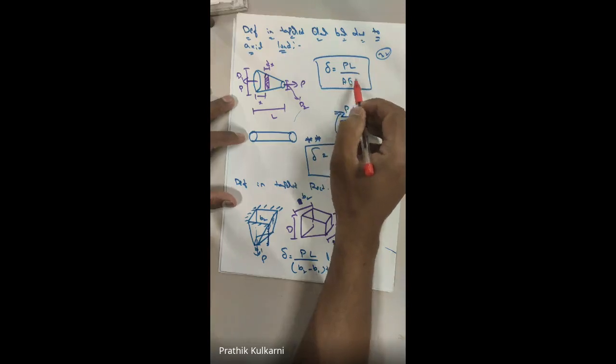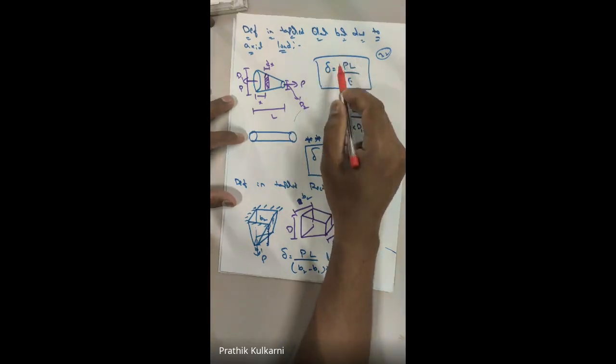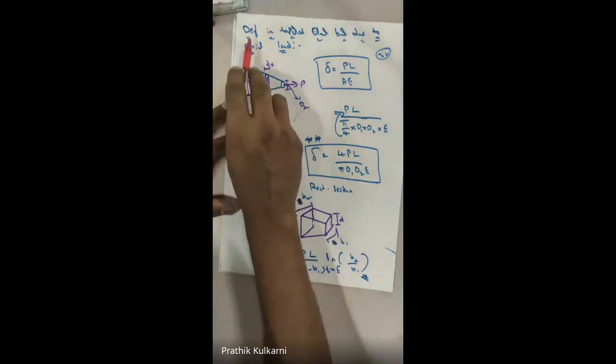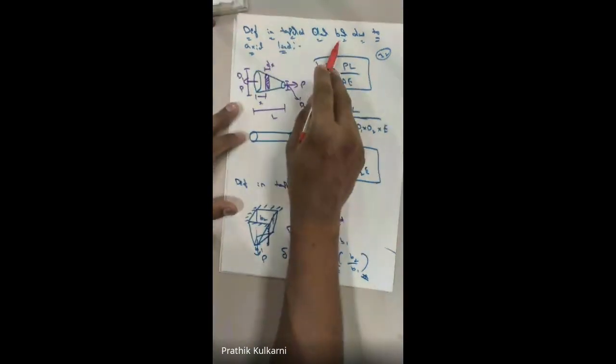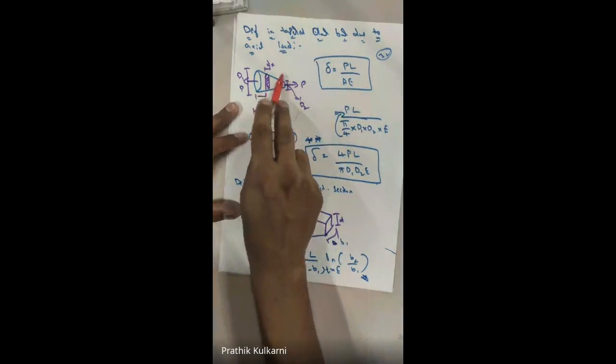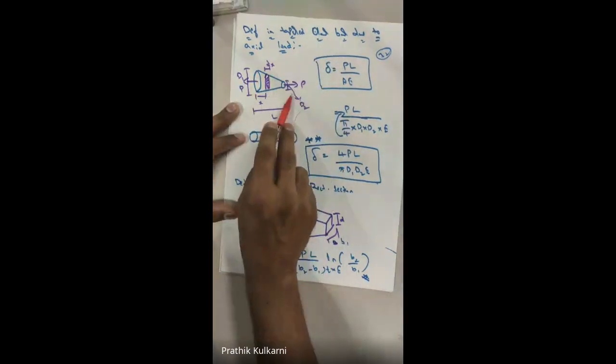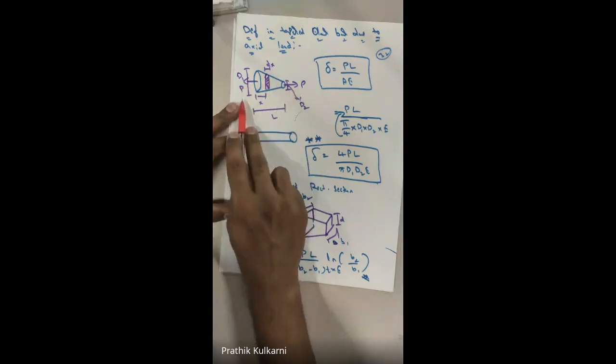PL by AE. This equation which we have got is nothing but a deformation. So delta is equal to PL by AE. This is a deformation which we have already got. But we have to find out the deformation in a tapered circular bar. For a tapered circular bar, we have applied an axial load P.